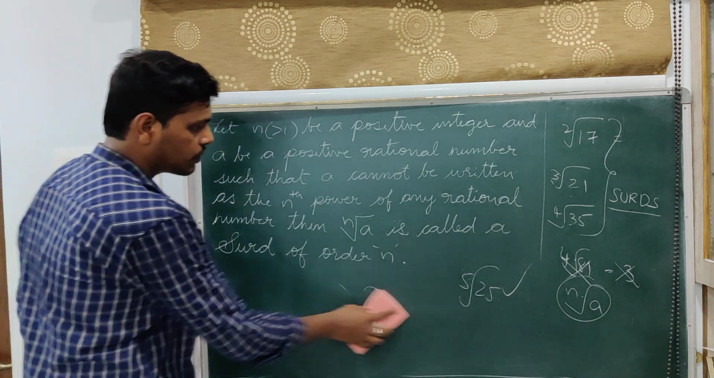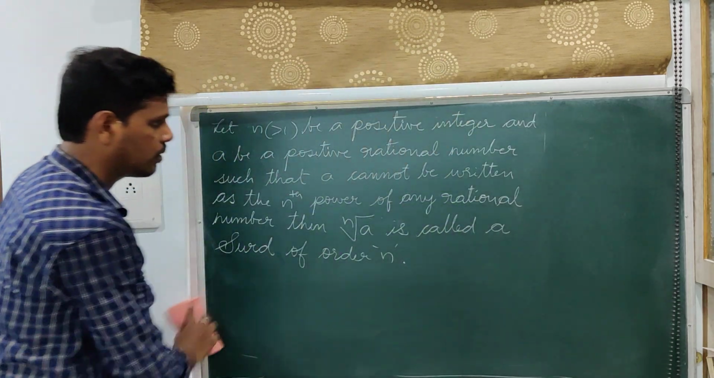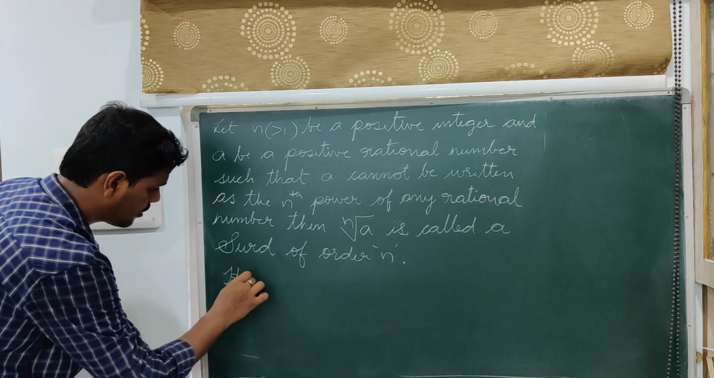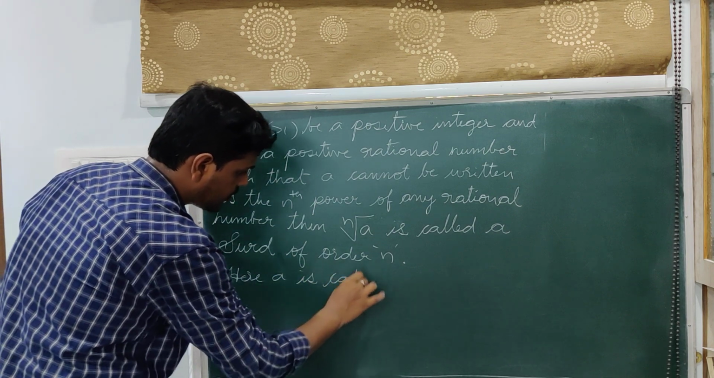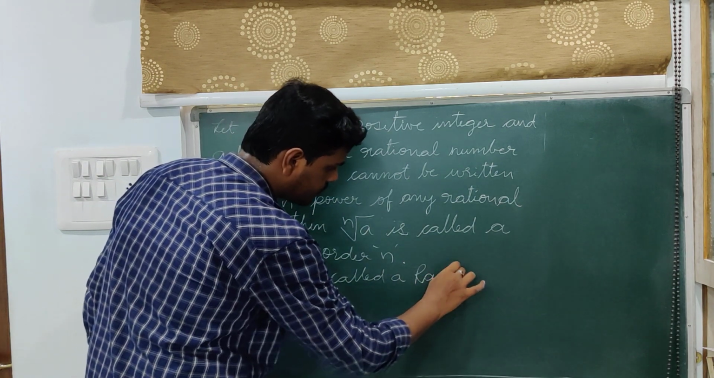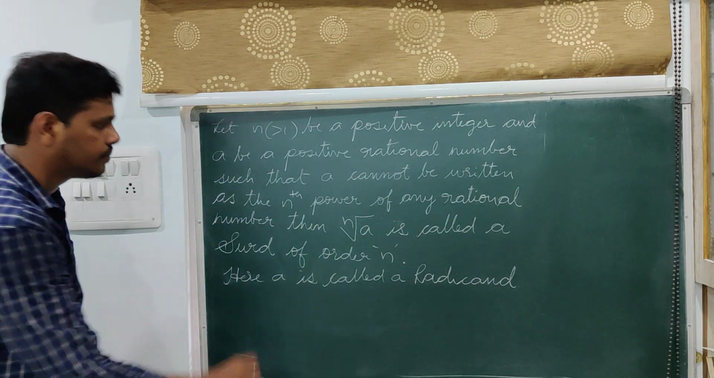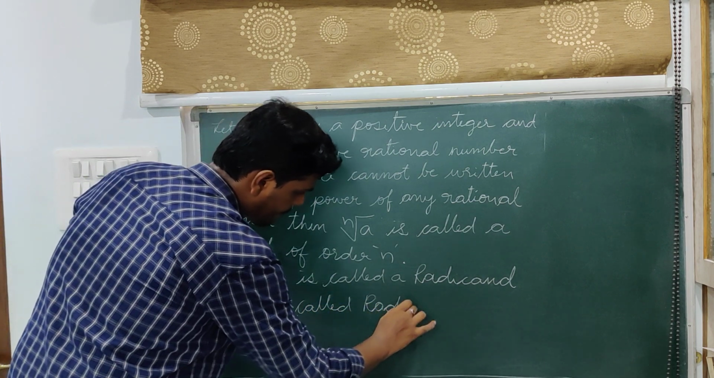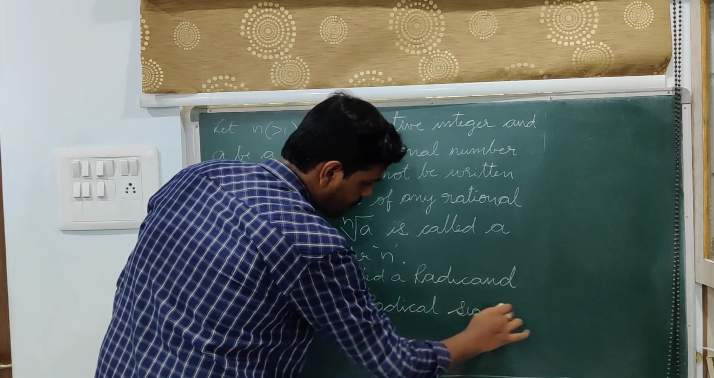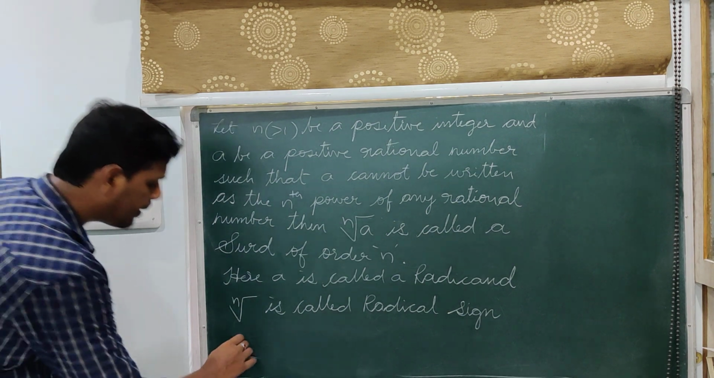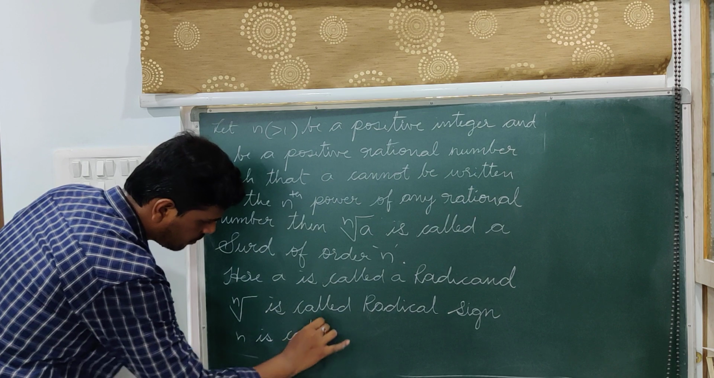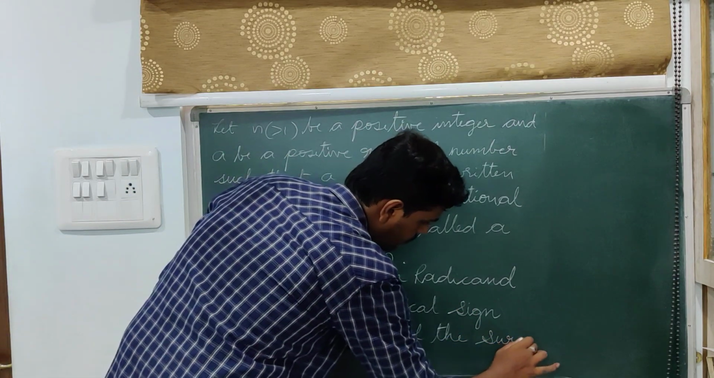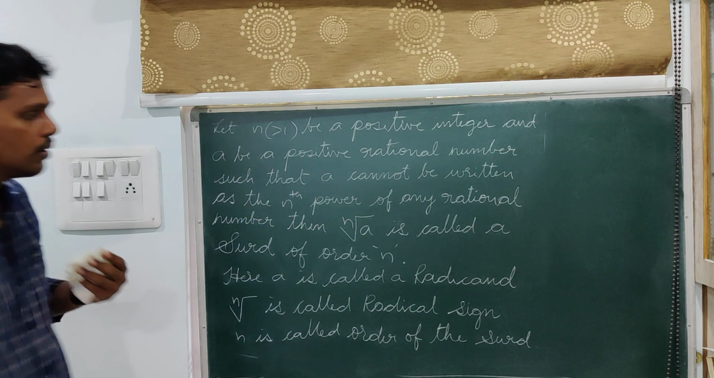And we also have some more terminology. Let me fix that as well. Now here this a which you are taking is called a radicand. Then the nth root symbol is called a radical sign, and n is called the order of the surd. So let me fix this one.